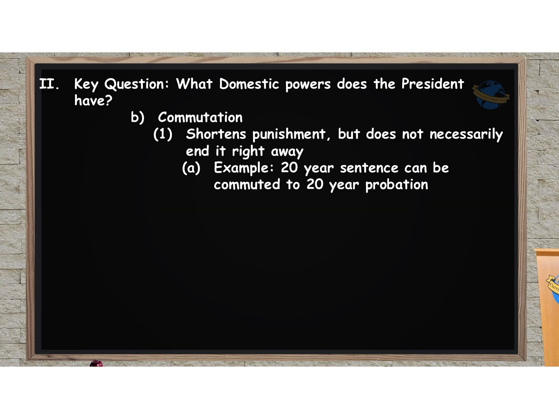A second power associated with the pardon power is the commutation power, which is a check on the judicial branch. Essentially what it can do is it doesn't forgive the crime, but it can shorten your punishment, even if it doesn't necessarily end the punishment right away. So for example, a commutation can be used to turn a 20-year sentence into a 20-year probation sentence.